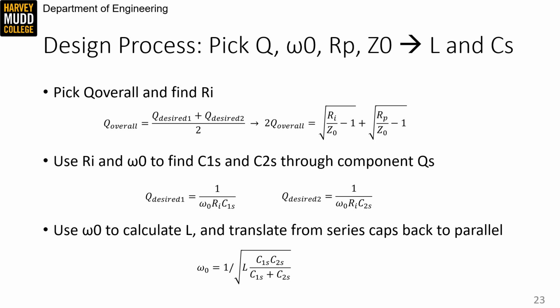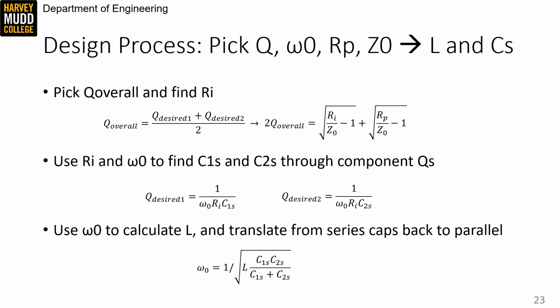Once we have Ri, we can find a component Q for each of the L matches in order to calculate the values for C1s and C2s. Note that we calculate Q desired 1 and Q desired 2 in these equations using Ri, and also note that we know omega naught because it's a design input, and we picked that. Finally, we use the natural frequency to find the value of L. I've omitted transforming the series capacitors back into parallel capacitors, but you have to do that too.